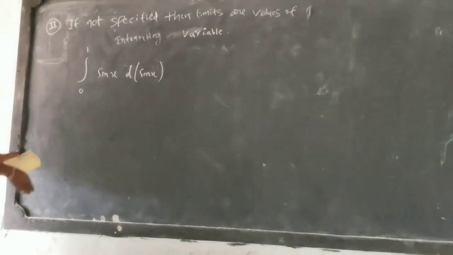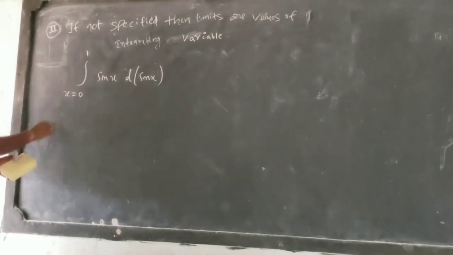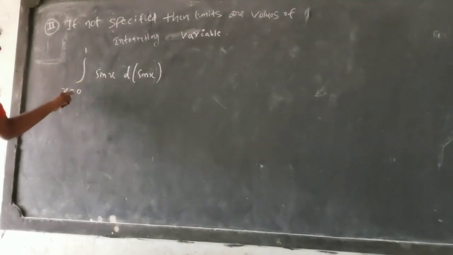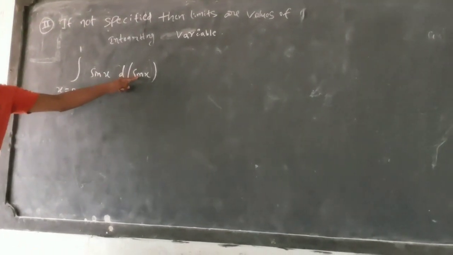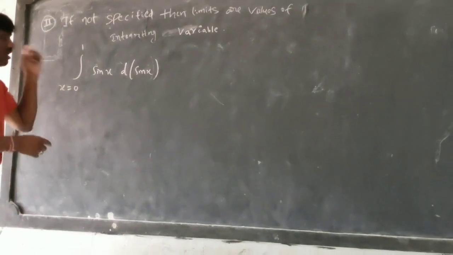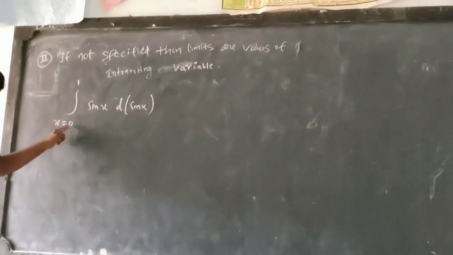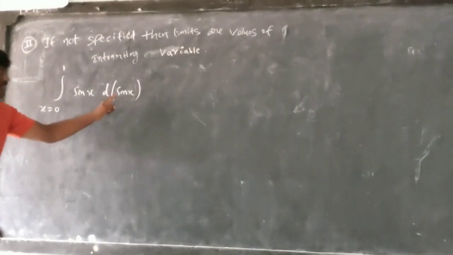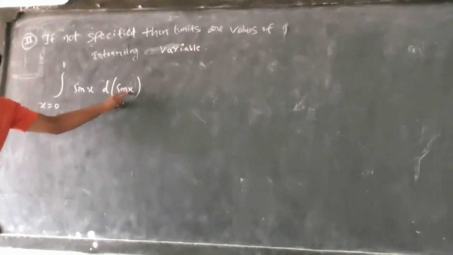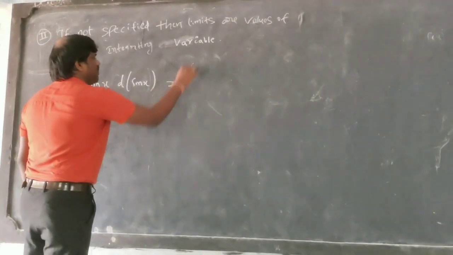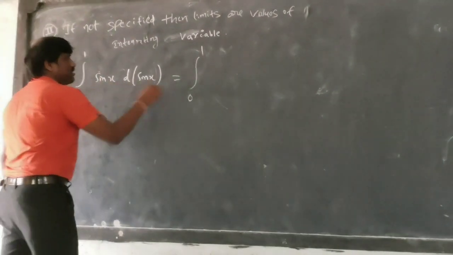But in this question, it is now mentioned that x is equal to 0 and 1. It means the limits are given for x, not for sin x. That is what you need to understand. Okay, it's a very important thing. Note down: this is mentioned as x equal to 0 to 1. It doesn't mean that it is given for sin x, as in the last question. Okay, so what I do here is find the integration from 0 to 1, and this is sin x.